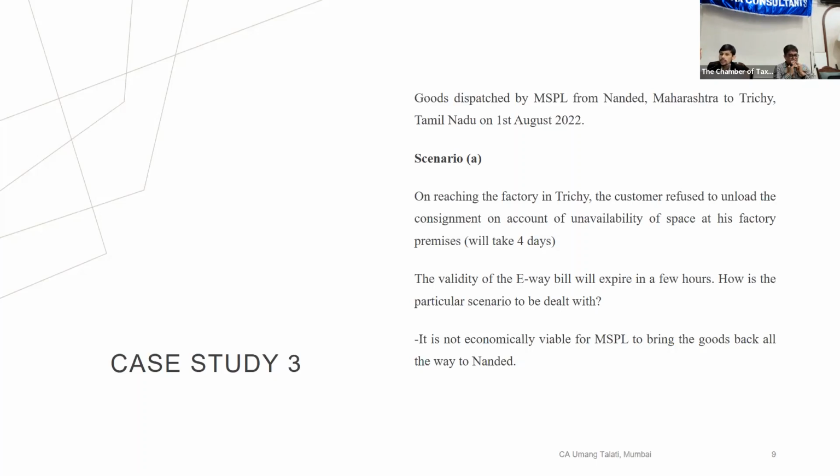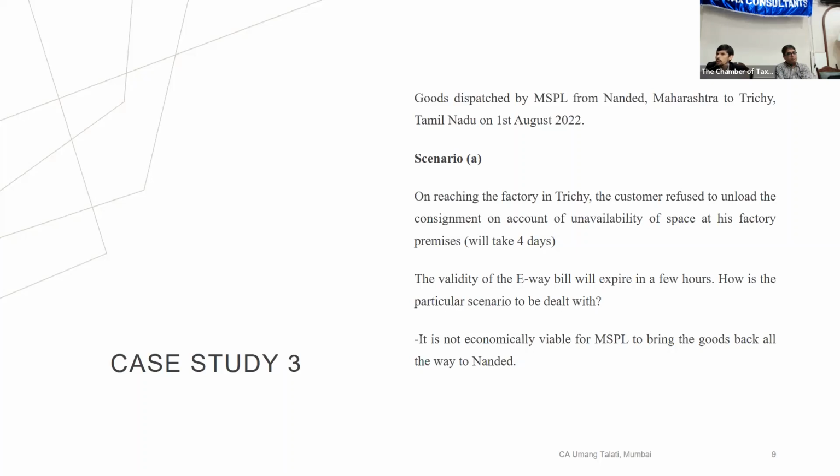Now, the first scenario is such that the goods have been dispatched on the 1st of August. Goods have reached Trichy, and the customer is now refusing to unload the consignment, saying, I don't have place in my factory, and it will take me around 4 days. The validity of the e-way bill will expire in a few hours. Now, in this particular scenario, how are you going to deal with this?